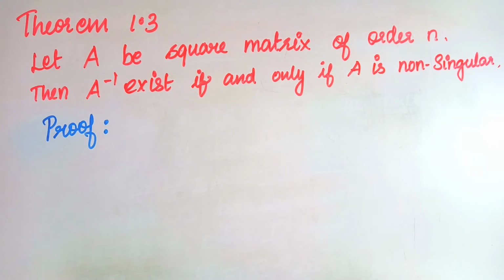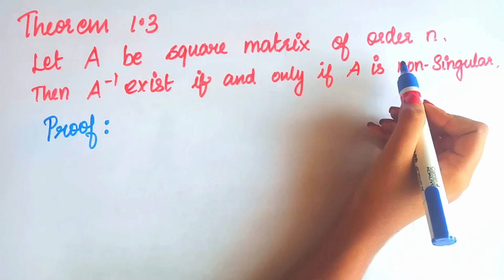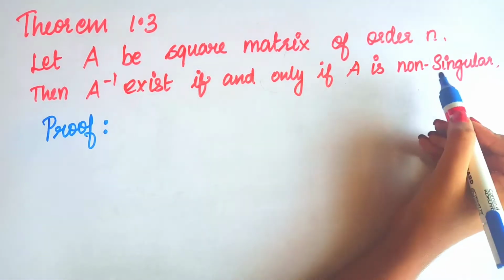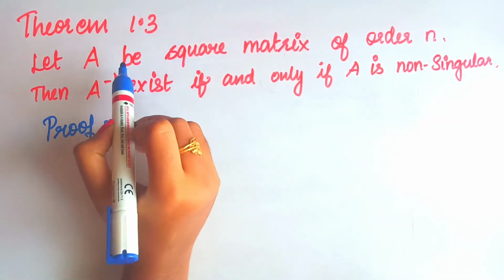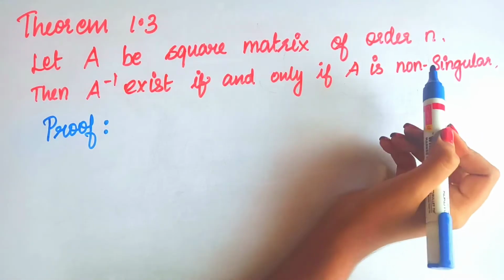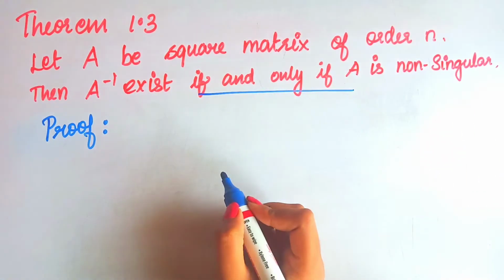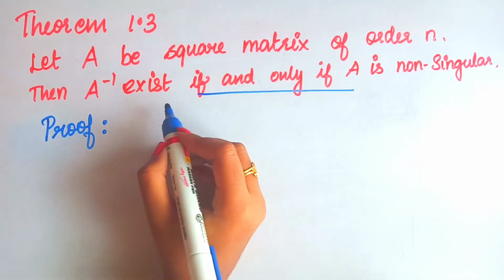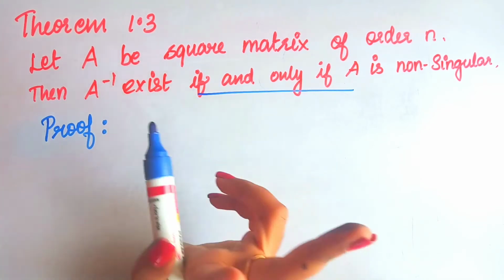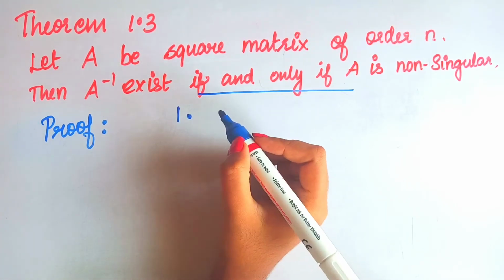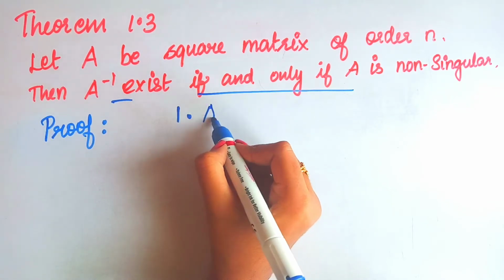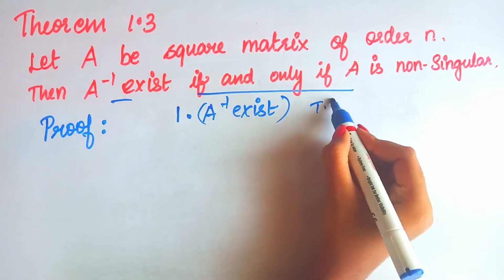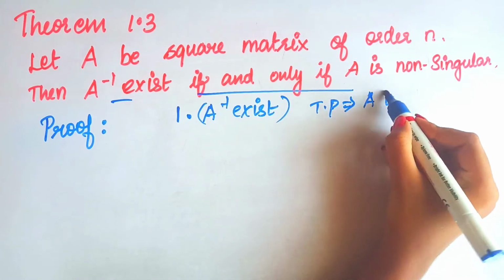Theorem 1.3. Let A be a square matrix of order n, then A inverse exists if and only if A is non-singular. So what they have given: first they have given a square matrix of order n, and they have given an if and only if condition. So if this condition appears in any theorem, we have to prove the theorem in two parts. First, you have to take this as given: A inverse exists, you have to take that as the given part. Then what you have to prove is A is non-singular.